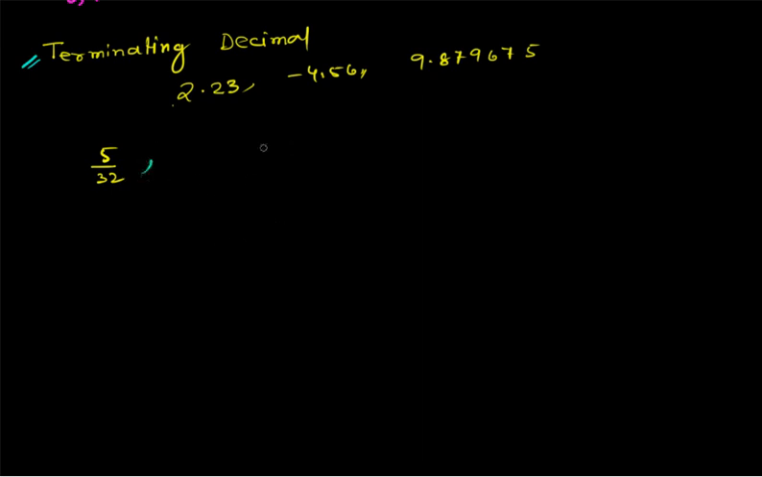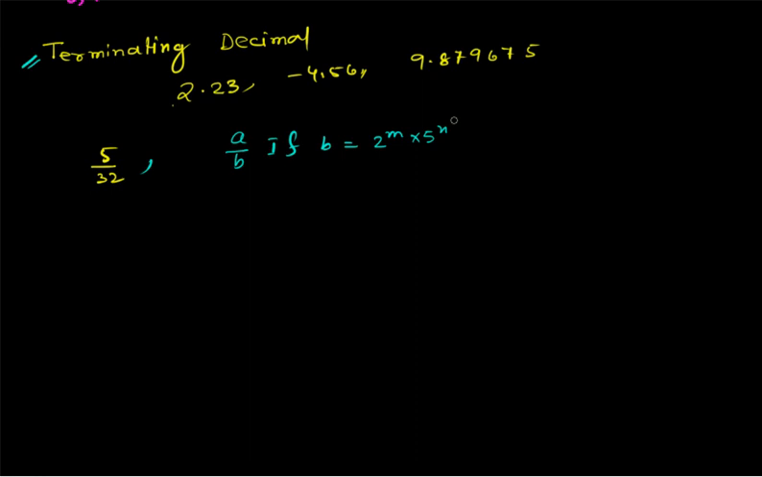There is a rule which says that for the numbers which can be represented in the form of a fraction, a by b, if b can be represented as 2 to the power m into 5 to the power n, that means if I prime factorize b, I should have only the factors 2 and 5 other than 1.